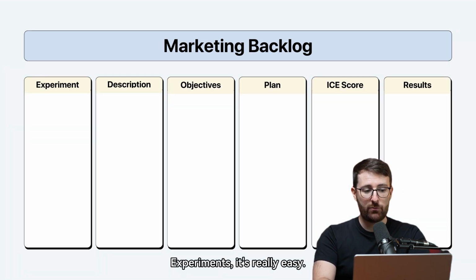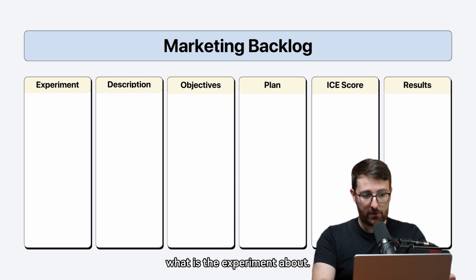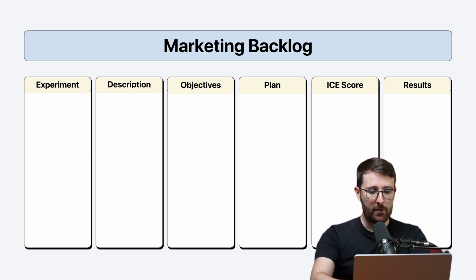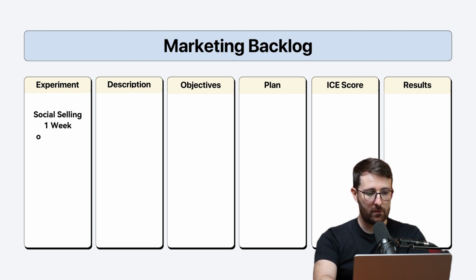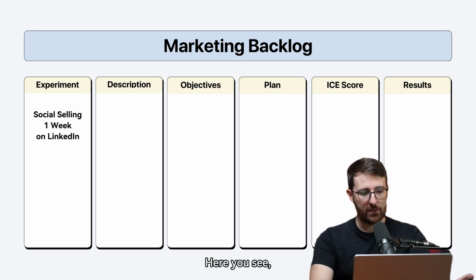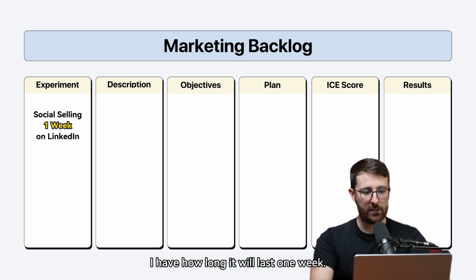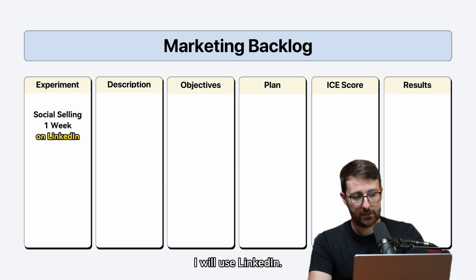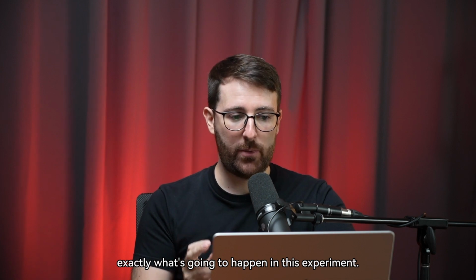So experiments, it's really easy. You're going to explain really in a short sentence what the experiment is about. So I will give you an example: Social selling, 1 week, on LinkedIn. All right, so here you see I have the name of my tactic, which is social selling, how long it will last, 1 week, and the channel I will use, LinkedIn. With this simple sentence, I'm able to know exactly what's going to happen in this experiment.